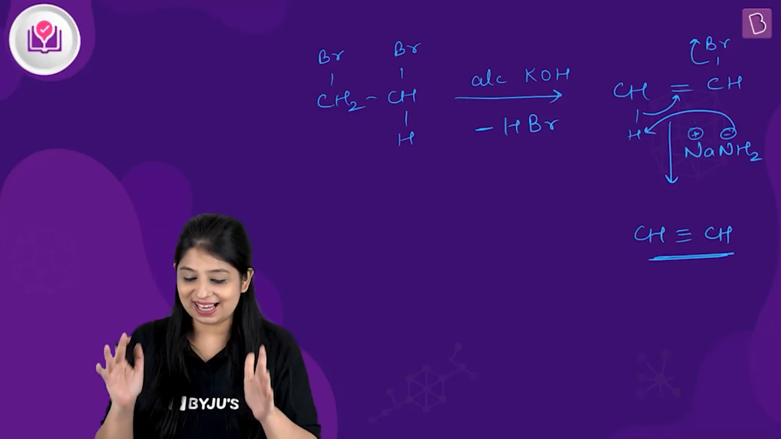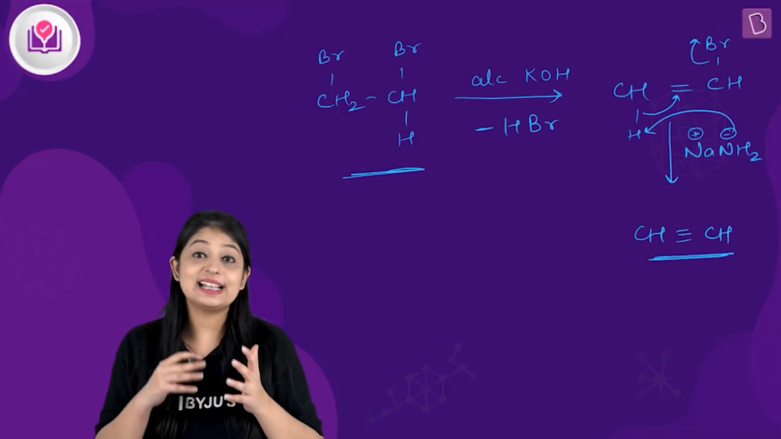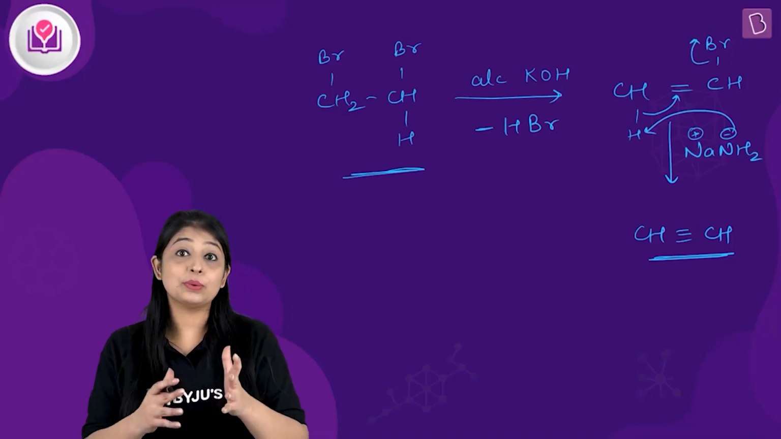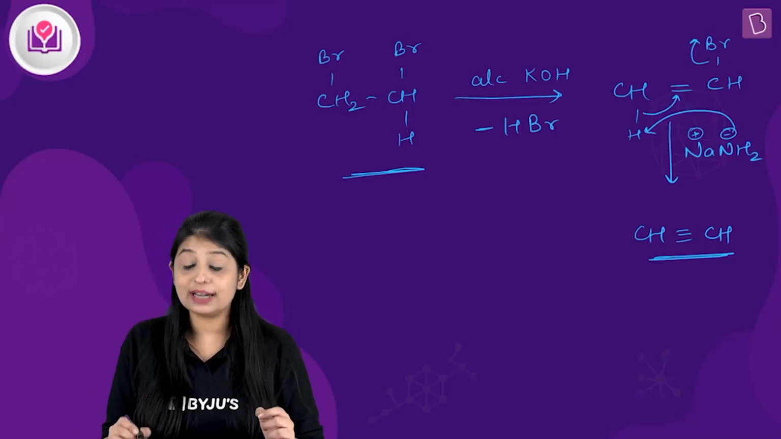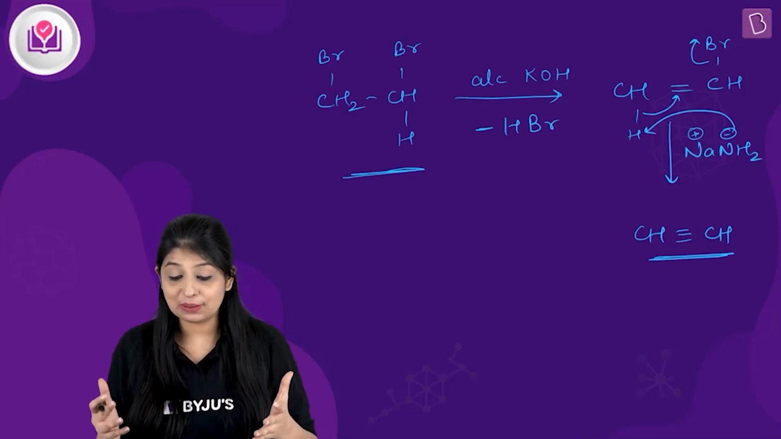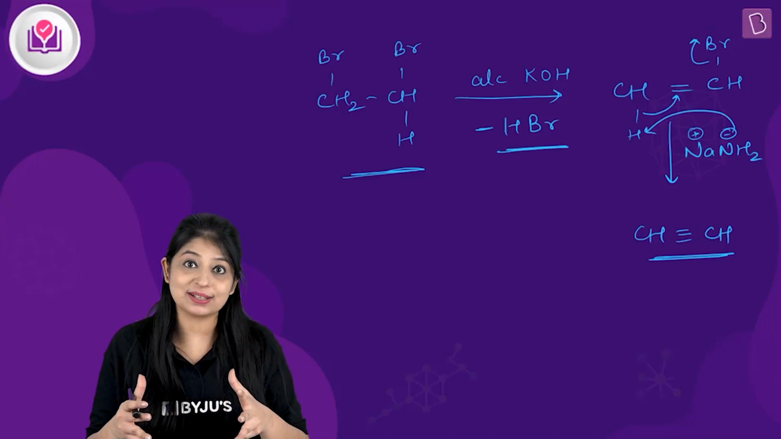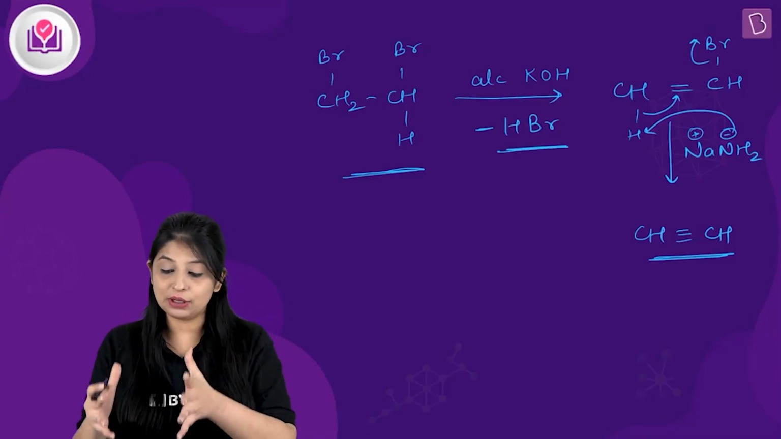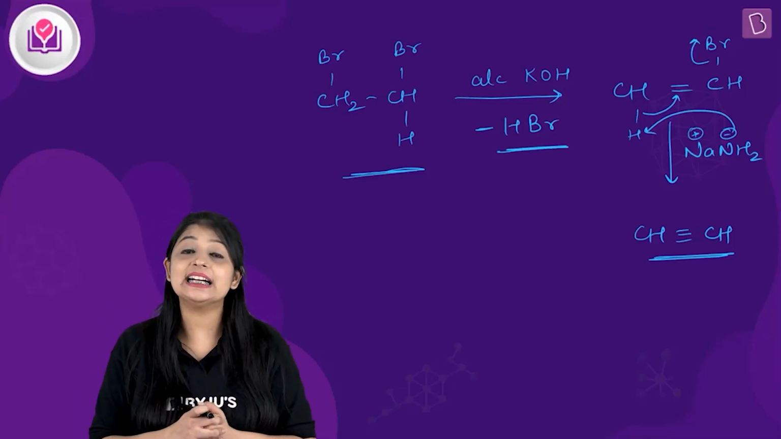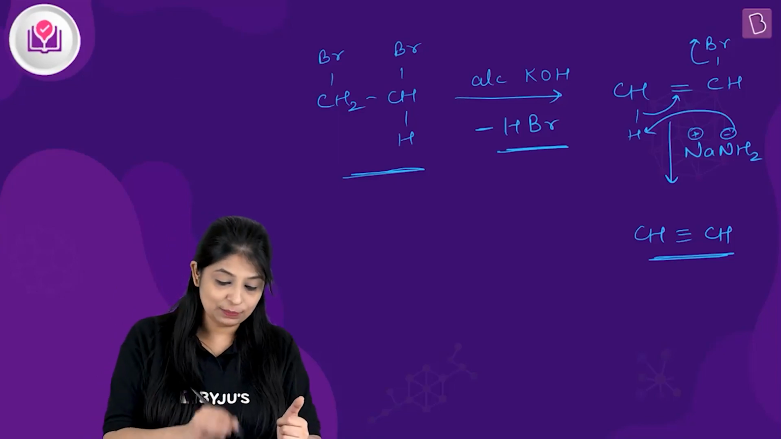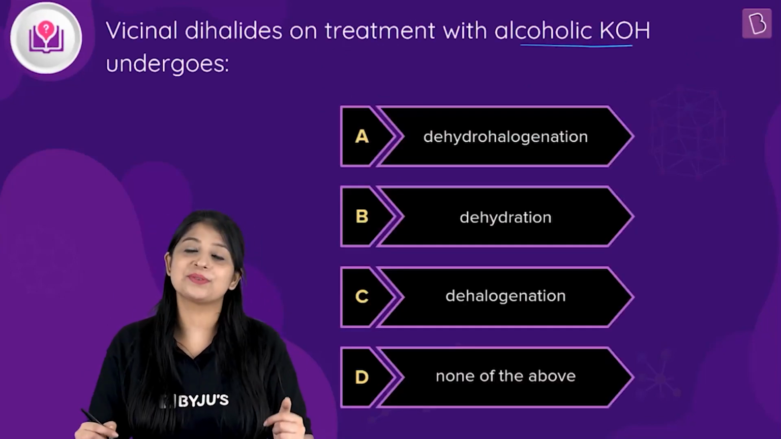However, the question that was asked was, if we have vicinal halide, what type of reaction would it be when you add alcoholic KOH? Well, if you add alcoholic KOH, dehydrohalogenation takes place, right? The HBr leaves, and what you're left with is alkynyl halide, right? So the correct option is option A.